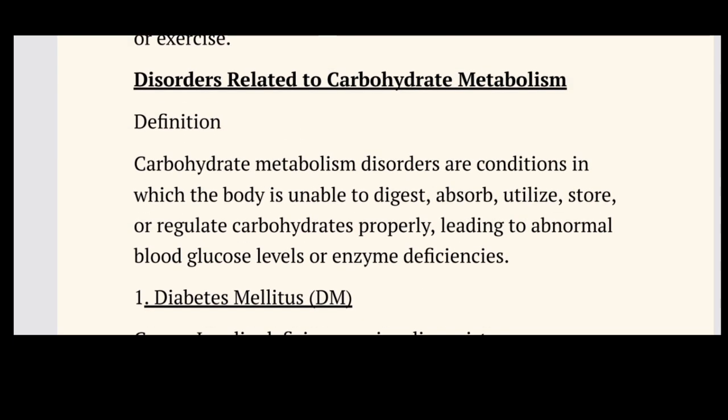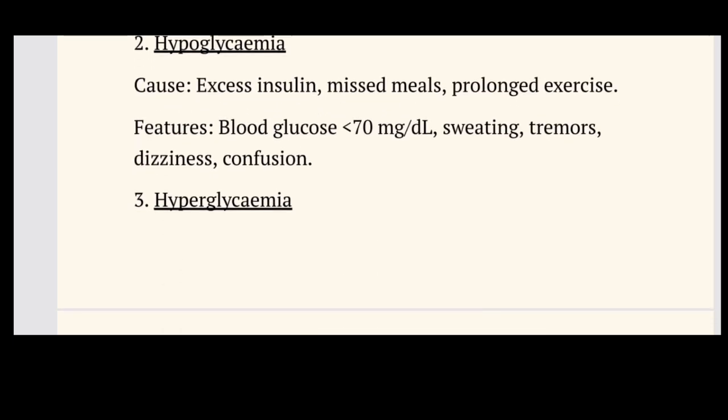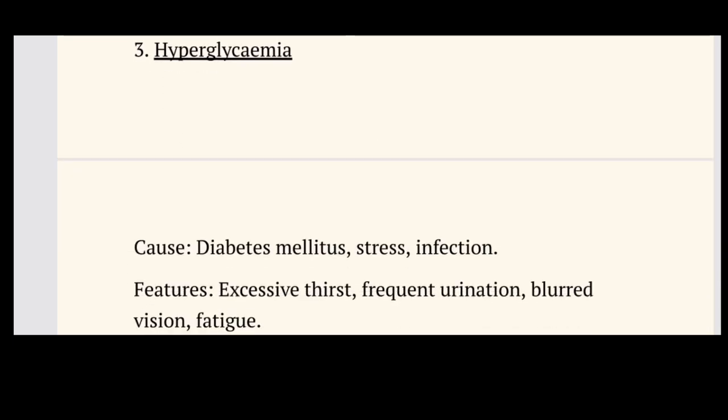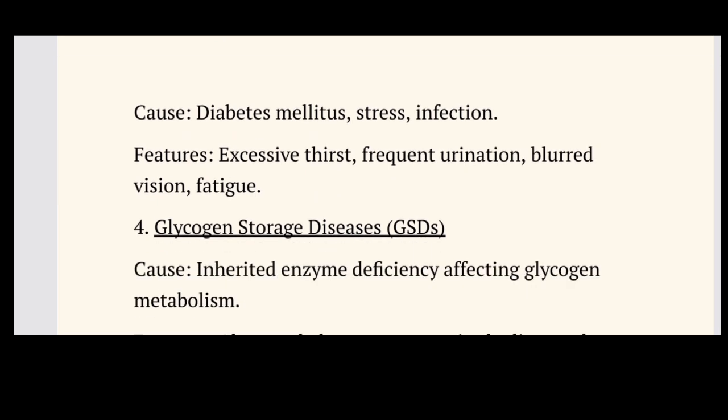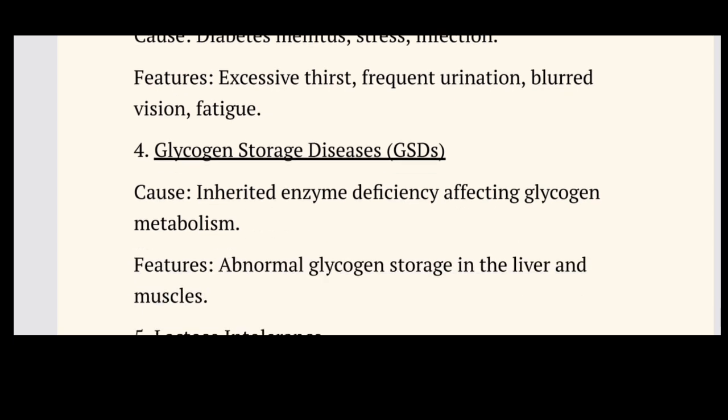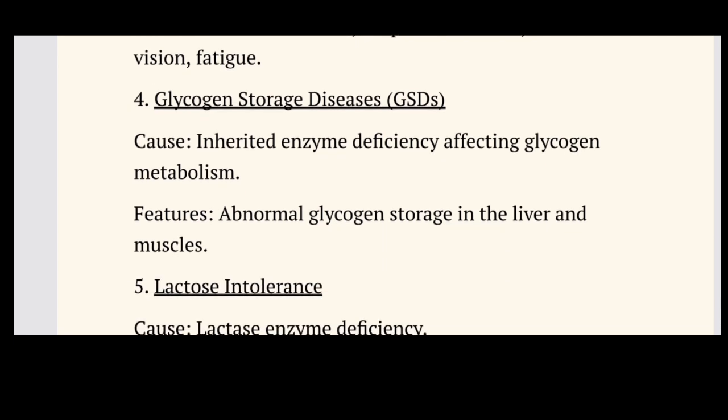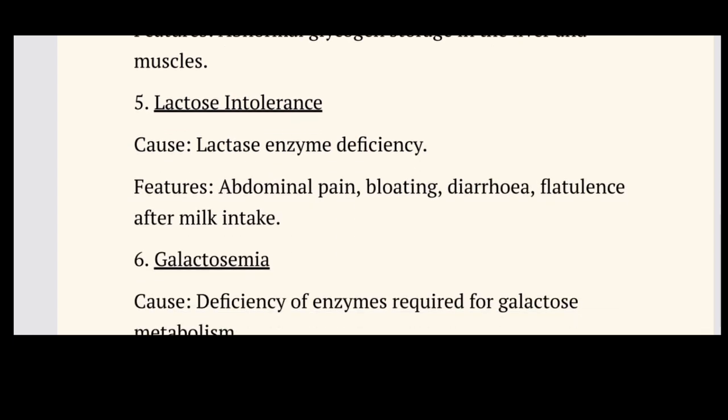Then another carbohydrate metabolism disorder, hyperglycemia. Hyperglycemia is caused by diabetes mellitus, stress, and infections, with features of excessive thirst, frequent urination, blurred vision, and fatigue. Then glycogen storage disease is caused by inherited enzyme deficiency affecting glycogen metabolism, with features of abnormal glycogen stored in the liver and muscles. Then lactose intolerance, caused by lactase enzyme deficiency, with features of abdominal pain, bloating, diarrhea, and flatulence after milk intake.